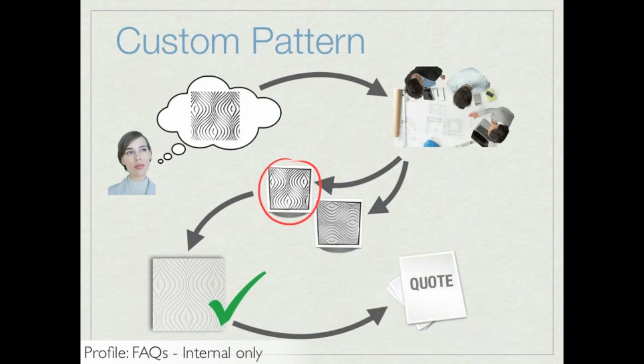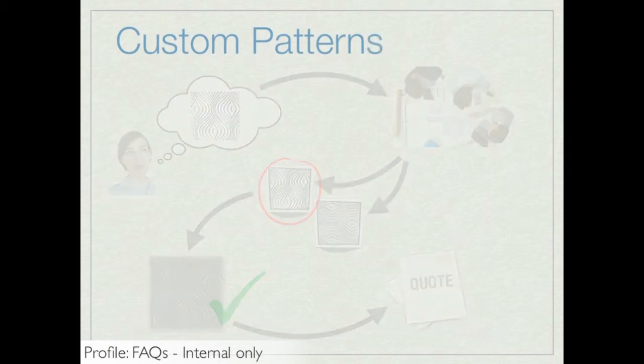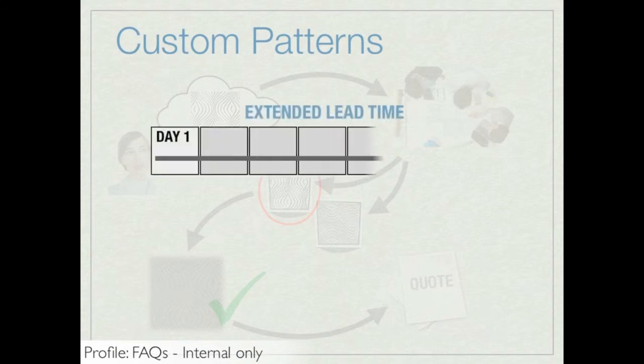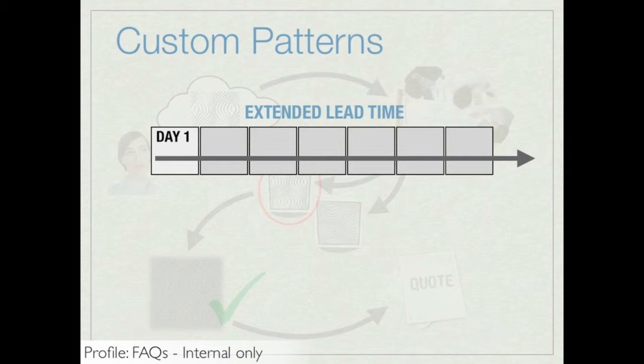It's important to note that the sampling and production of custom patterns will result in extended lead times. The exact lead times will be determined during the process and will depend on the complexity of the request and current backlog. There will also be a price premium for final production of custom work. The final cost will be determined at the quoting stage, but again it will depend on the complexity of the request.